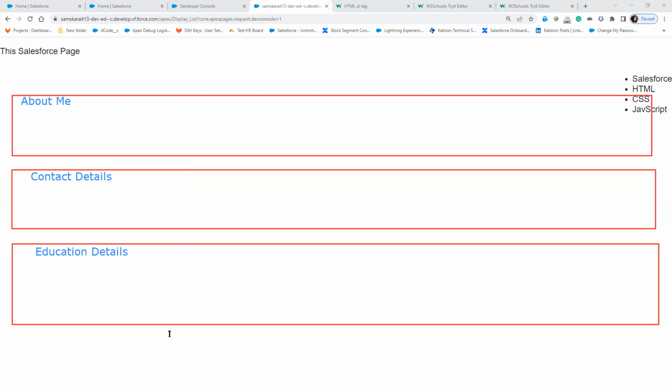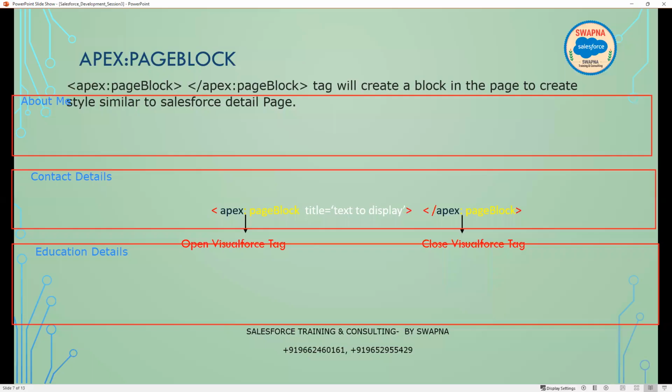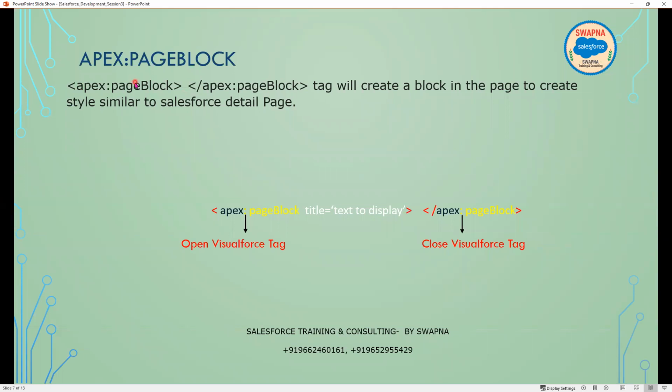If I wanted to divide this page into blocks, then what I'll use is a new component which is called a page block. So it will divide the page into blocks. Now page block also has the open Visualforce tag and close Visualforce tag. Apex is the prefix namespace and page block is the component name.